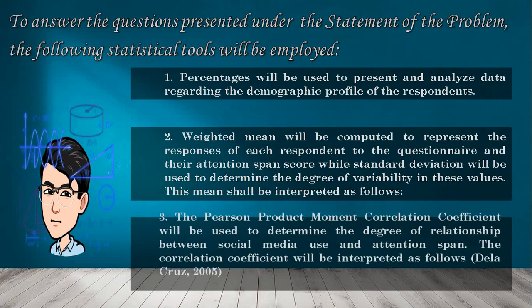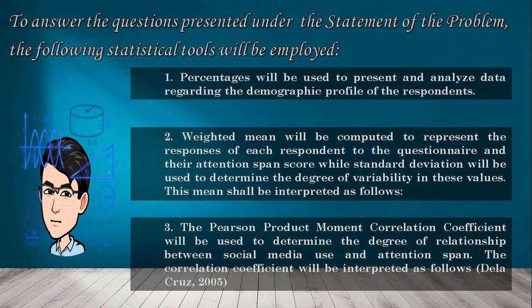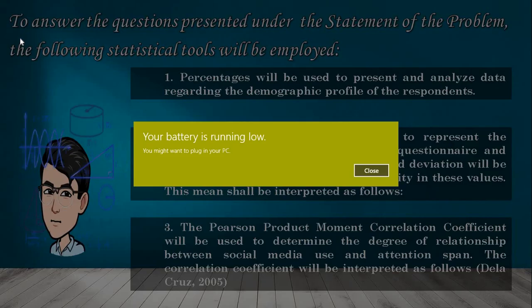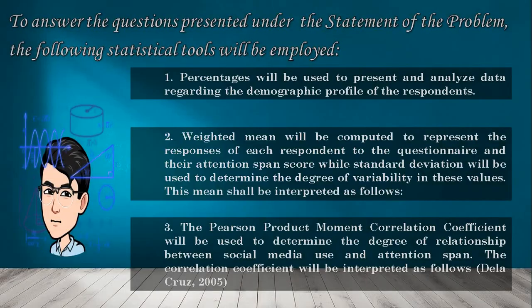And next, we have the Pearson product moment correlation coefficient will be used to determine the degree of relationship between social media use and attention span. So etong example na ito na pagsulat ng ating statistical treatment na gagamitin. Ganito yung pinaka-example niya. So, yung pangatlo nakita natin, Pearson product moment correlation ang gagamitin niya para makita yung relationship ng dalawang variable na included dun sa ating study.